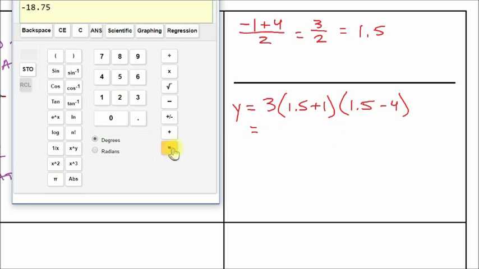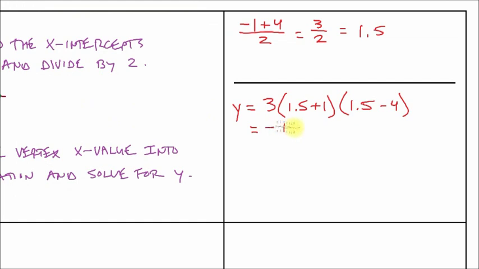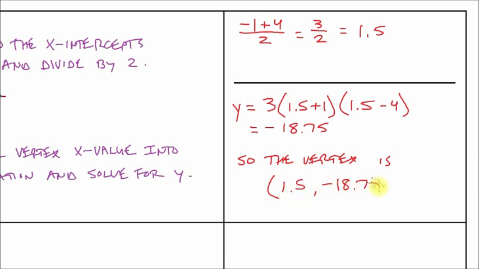We're going to go ahead and press equal now, and our value is -18.75. So, in our example, the vertex is 1.5 is our x value, and -18.75 is our y value.